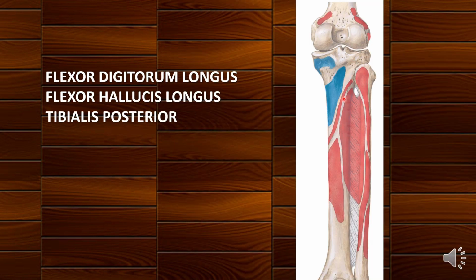Muscles below the soleal line: you have the flexor digitorum longus, flexor hallucis longus, and tibialis posterior. Flexor digitorum longus originates from the posterior aspect of the tibia below the soleal line. This is the origin of flexor hallucis longus, the lower aspect of the fibula, and this is the origin of the tibialis posterior. Mostly it is taking origin from the interosseous membrane and the adjacent sides of both the bones.